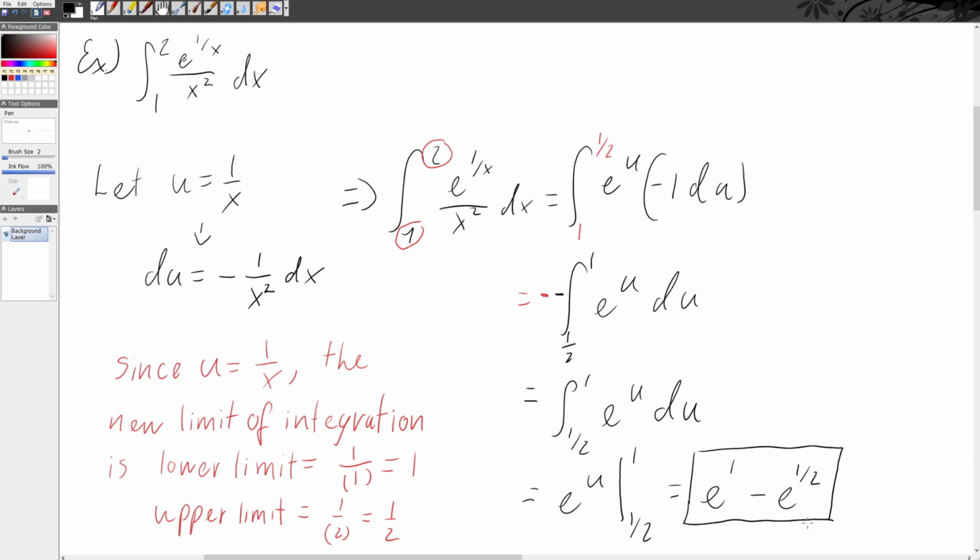Keep in mind, whenever you are doing u substitution, the limits of integration change. And you have to keep track of that.